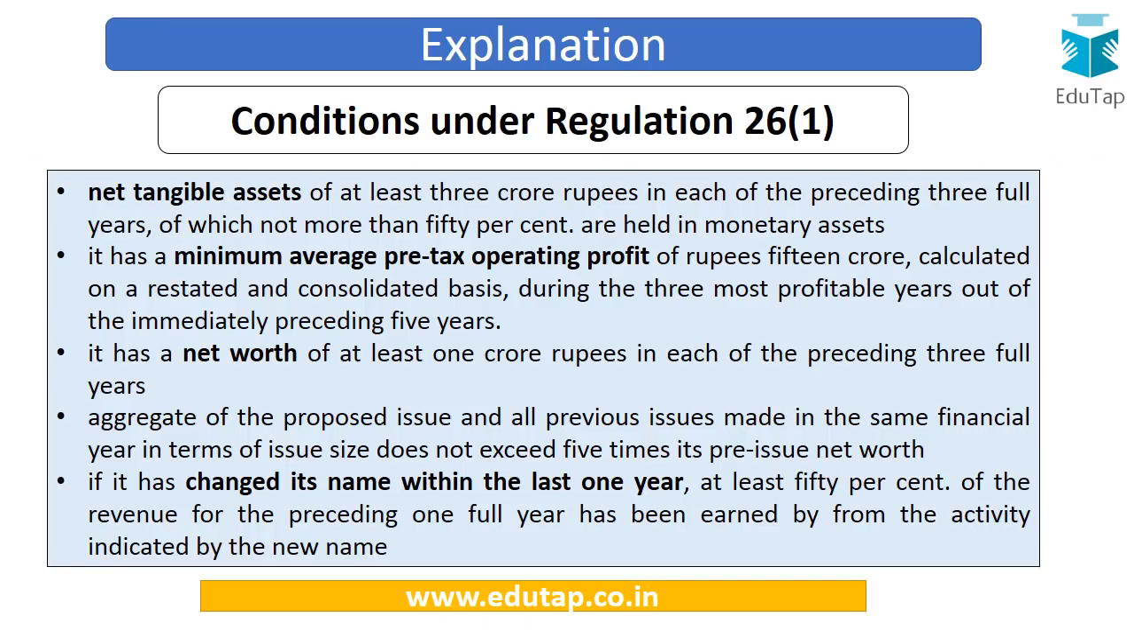Now if we look at regulation number 26 sub-regulation 1, this regulation deals with the listing of the companies. As per these regulations, there are some criteria which have to be specified by the company, and this includes net tangible assets of at least rupees 3 crores, minimum average pre-tax operating profits of rupees 15 crores, net worth of at least 1 crore in each of the preceding 3 full years, and the aggregate of the proposed issue and all previous issues in terms of the issue size does not exceed 5 times its pre-issue net worth. If the company has changed its name within the last 1 year, at least 51% of the revenue should be from the activity indicated by the new name of the company. So these are the different sets of features and regulations as per regulation 26(1). And at the same time, we have to remember that companies that do not comply with these regulations automatically fall in regulation 26(2).